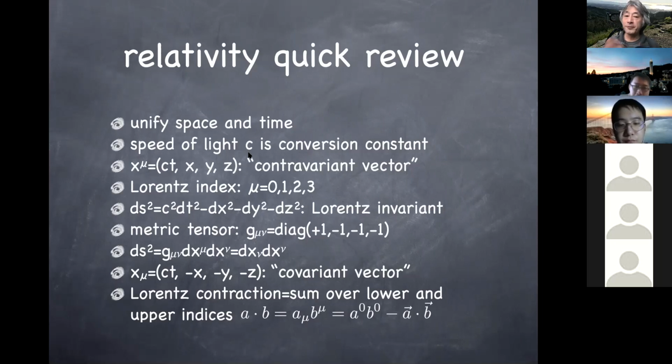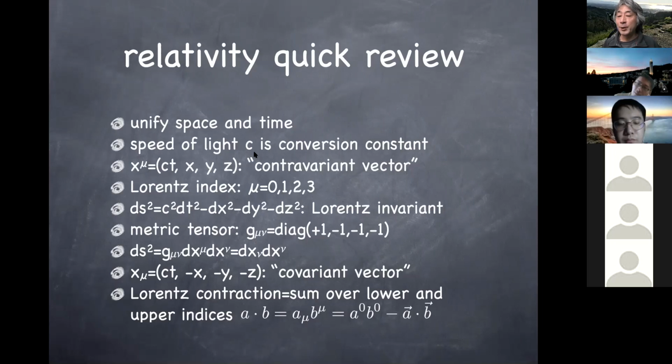So, you often get this question from non-physics friends: what is so special about the speed of light? Why is that the speed limit of the universe? And it's just because the speed of light is just a conversion constant. We are basically using the wrong unit to measure time.